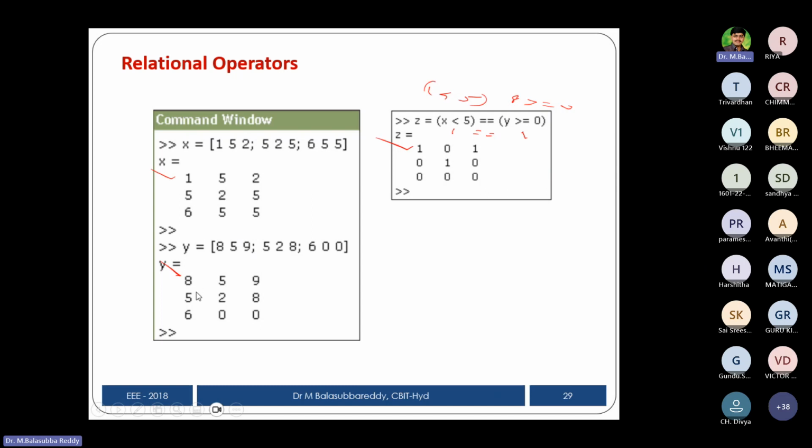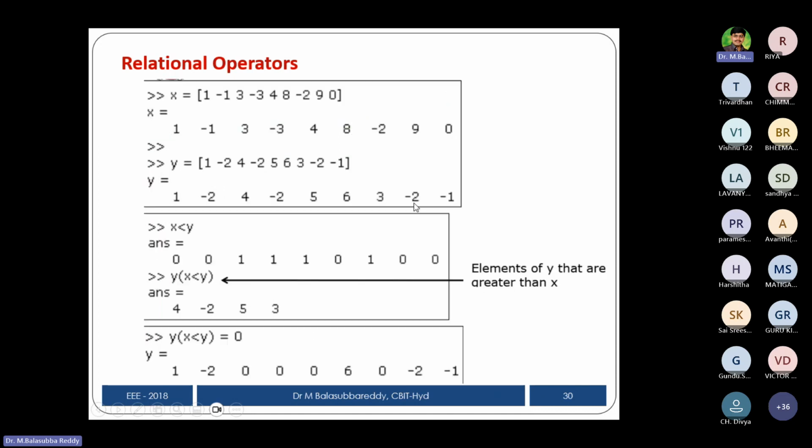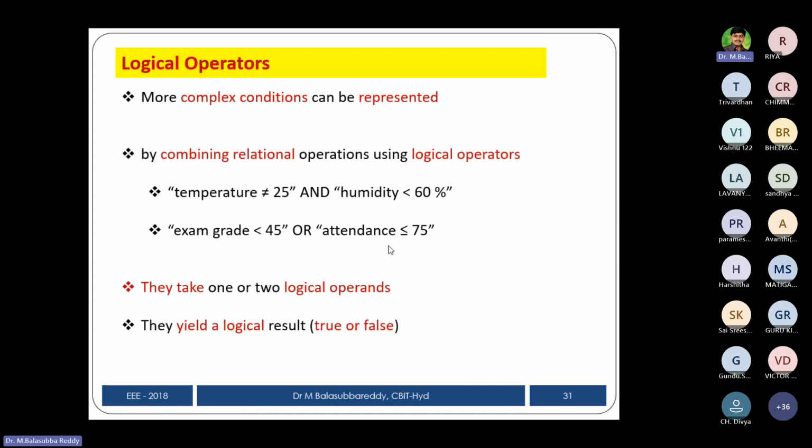Here it is 5. So X less than 5 is false, because here also it is 5. Here also 5. It is a less than or equal, but it's showing as a less than. So that's why it will be 0. Like that, you can compare. For that reason, I gave many examples just for comparison purposes.